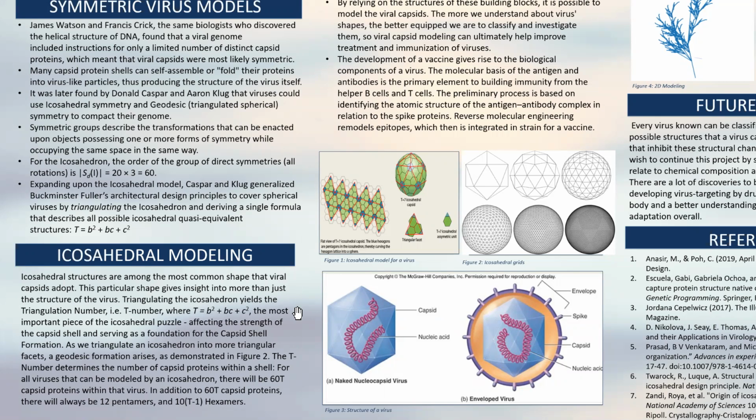Triangulating the icosahedron yields the T number, the most important piece of the icosahedral puzzle. As we triangulate an icosahedron into more triangular facets, a geodesic formation arises, as demonstrated in figure 2. The T number determines the number of capsid proteins within a shell. For all viruses that can be modeled by an icosahedron, there will be 60 T capsid proteins within that virus, in addition to 12 pentamers and T minus 1 times 10 hexamers.